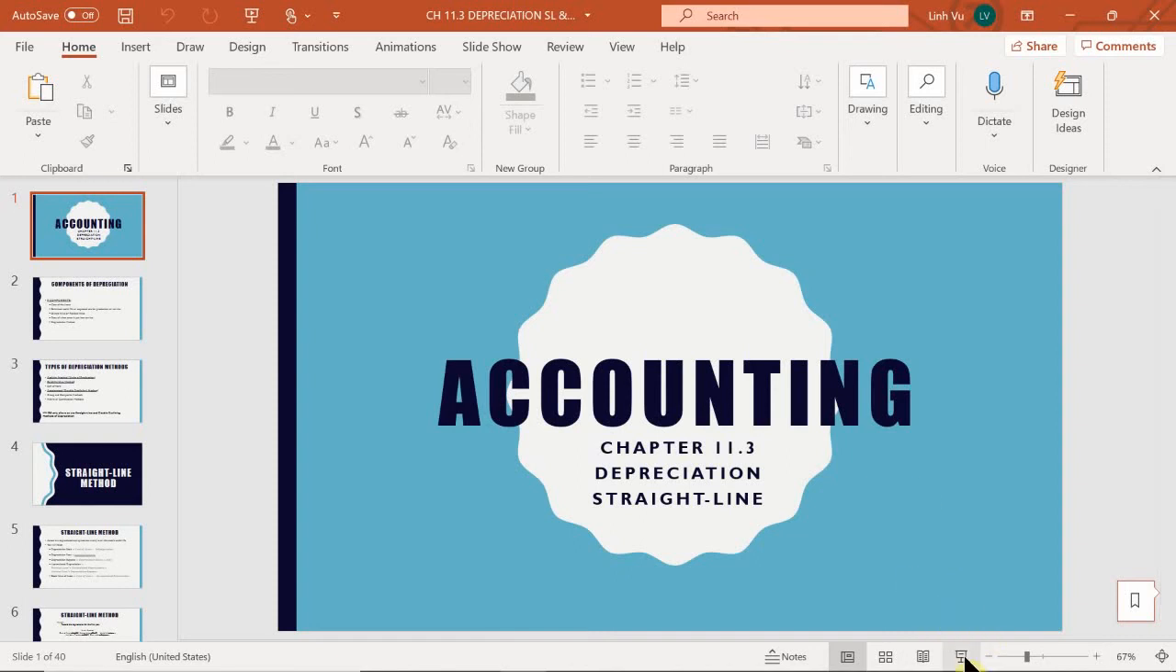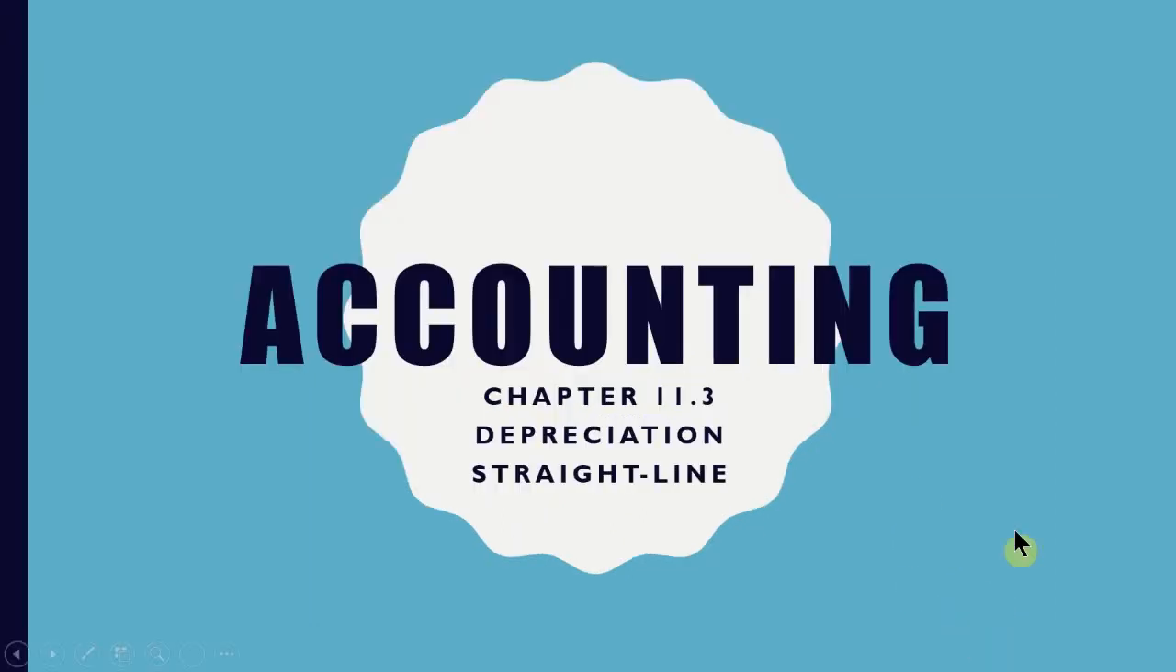All right, so here we're going to be looking at the last two sections of chapter 11. Well, in this case, 11.3 is going to be talking about the last depreciation method, which is called straight line. And then 11.4 is where we actually talk really briefly about amortization.